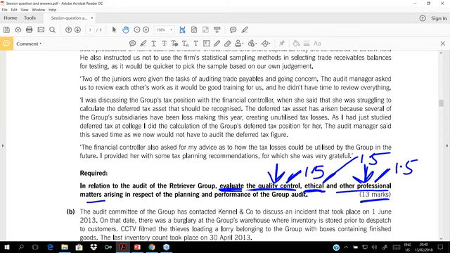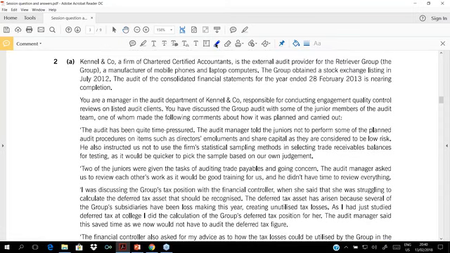Okay, I'm reading the case. Please stay focused. I'm reading from the second paragraph here. You are a manager in the audit department of Kennel, responsible for conducting the engagement quality control review on listed audit clients. You have discussed the group audit with some of the junior members, one of whom made the following comments on how it was planned and carried out. So being a manager, you're asking the junior how the audit was planned and carried out. The junior is giving you feedback, and within the feedback, you need to find out the problems. Let's see what the junior is telling us.